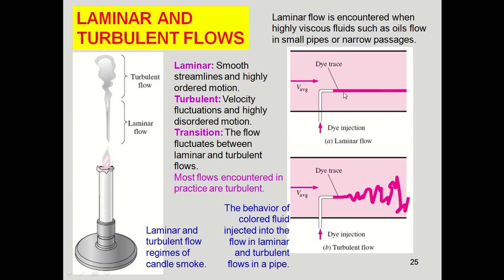For that we have given an example of dye injection into the fluid flow. If you see in the laminar flow, what will happen? The dye trace stays the same. But in turbulent flow, when dye is injected into the fluid flow, some zigzag motions will be formed, and that zigzag motion is due to the turbulent flow. If you see the example of a candle, the smoke coming from the burning candle is laminar in some region, and after that there will be turbulent flow in the smoke.